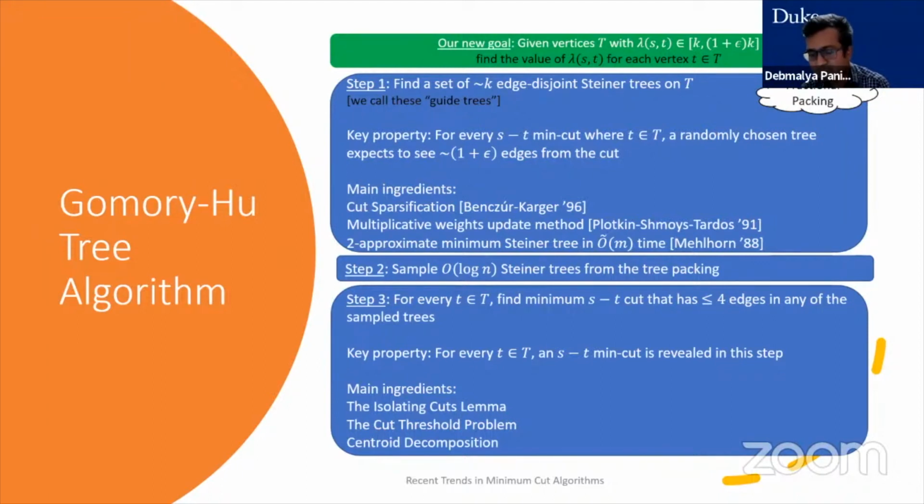Okay, and the main ingredients in the second part are the isolating cuts lemma, particularly the cut threshold problem, and something called centroid decomposition that allows us to run some recursive algorithms.